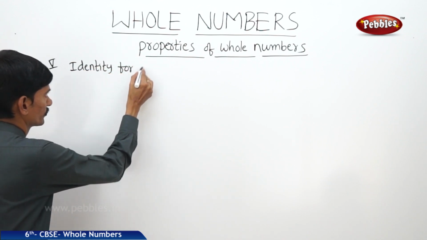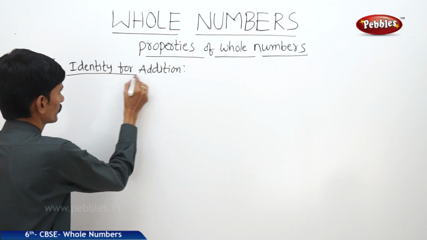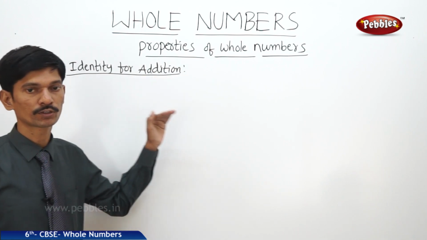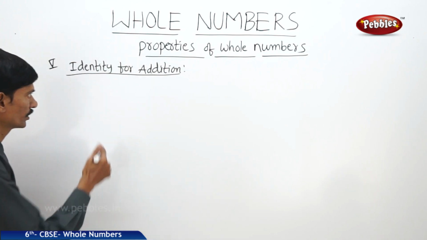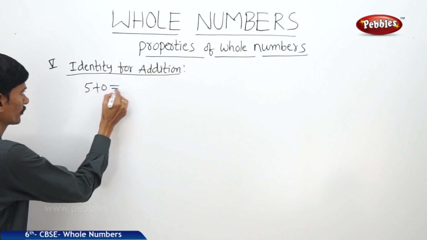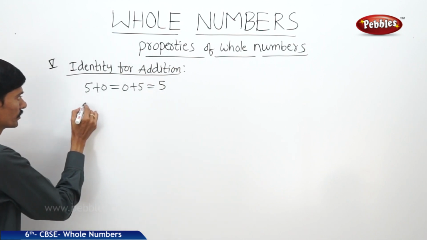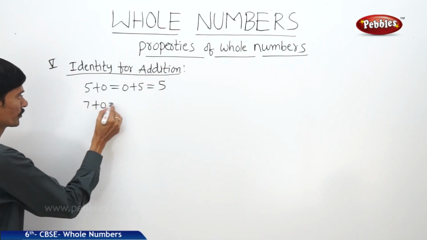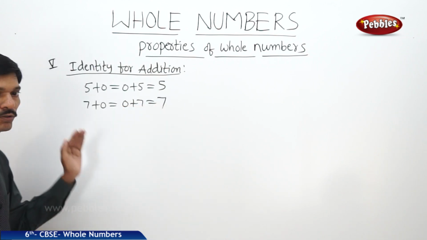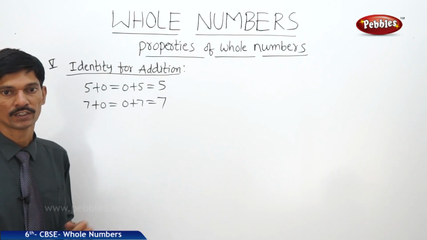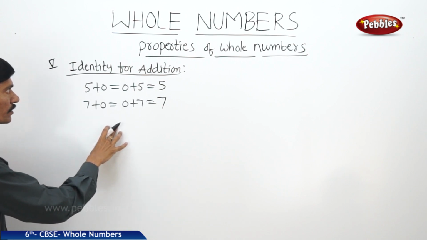Identity for addition. Now if we take any whole number and add 0 to the whole number, then we get the sum as the same whole number itself. For example, 5 plus 0 equals to 0 plus 5 equals to 5. So then 7 plus 0 equals to 0 plus 7 equals to 7. So the sum of 0 and any whole number is the same whole number itself. So then here 0 is called the identity element of addition.